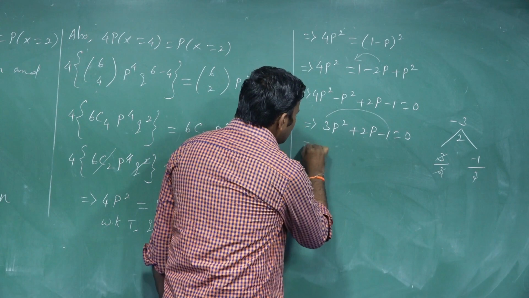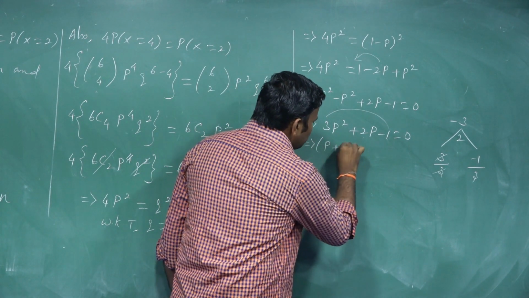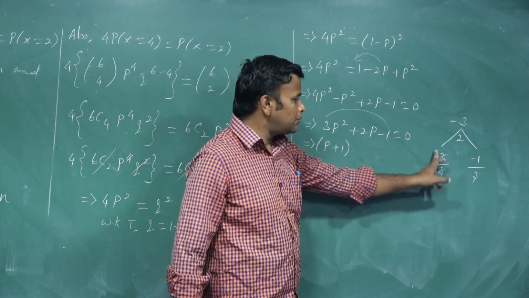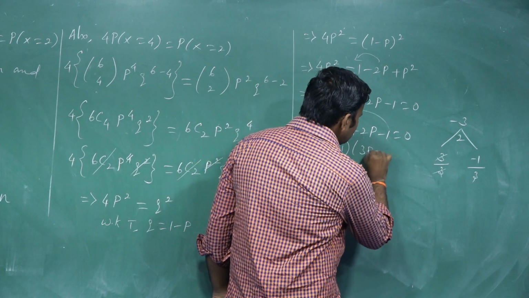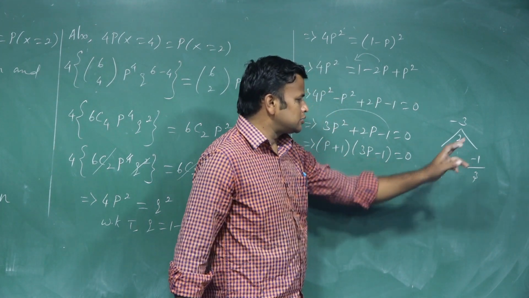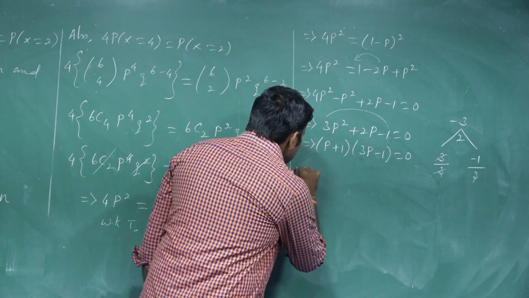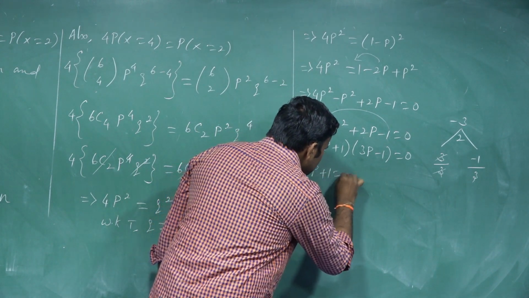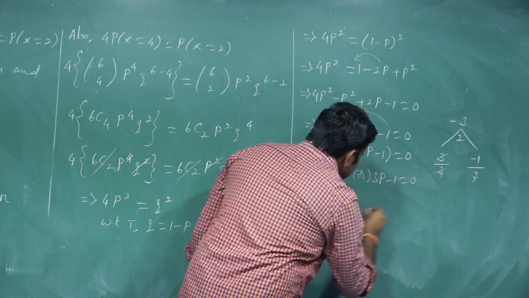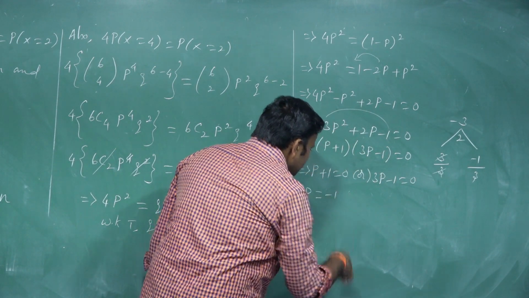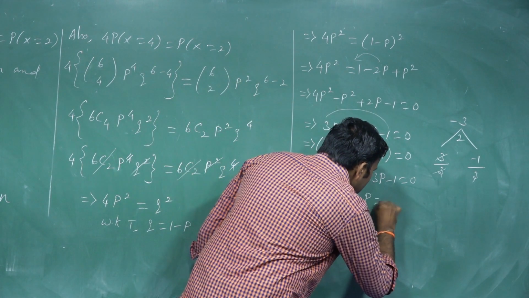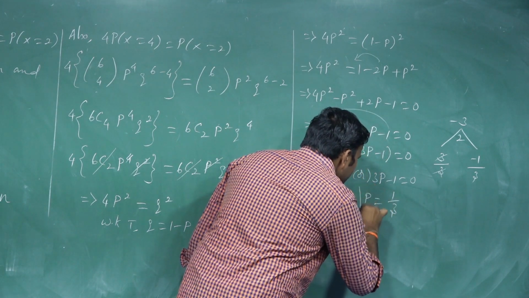Here there is a cancel. So what is the one factor? P plus 1. The denominator is the coefficient of p; both are cancelled in one time. So p plus 1. The second one: denominator 3 into p, 3p minus 1 is equal to 0. We simplify, we get either p plus 1 is equal to 0 or 3p minus 1 is equal to 0. So one value of p is equal to minus 1 or the other value of p is 1 by 3.